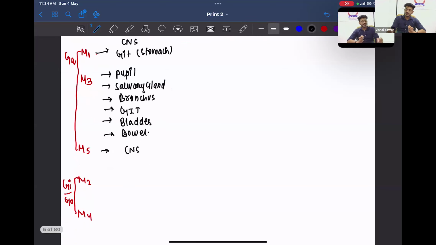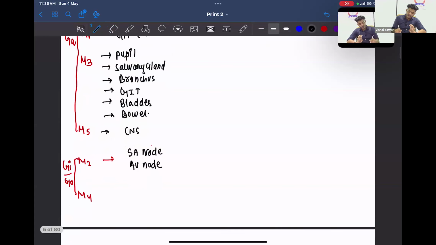M2 is going to be present at two places. What are the two places? Heart. In the heart, you can remember M2 is going to be present in two places. What are the two places? One is going to be the SA node. Second one is the AV node. So we are having SA node, AV node. Here you will be having what? M2. And M4 is going to be present in the CNS area.